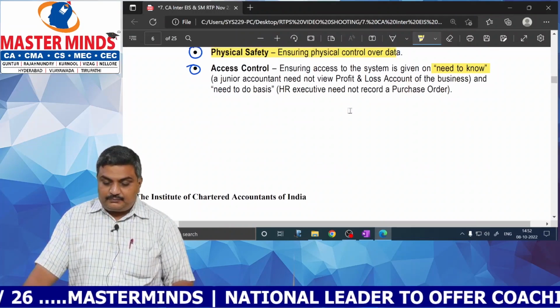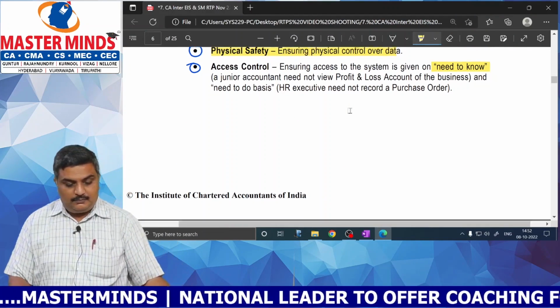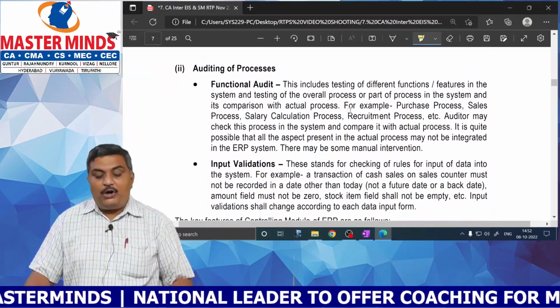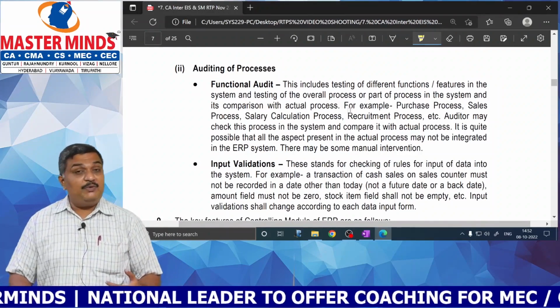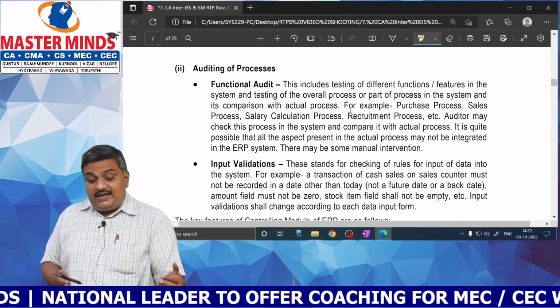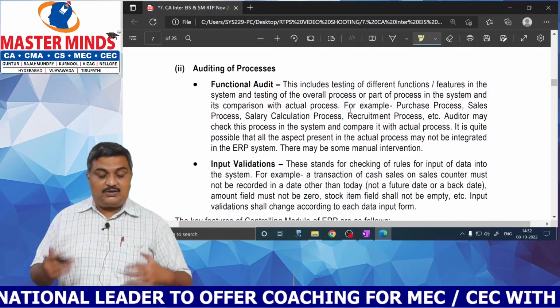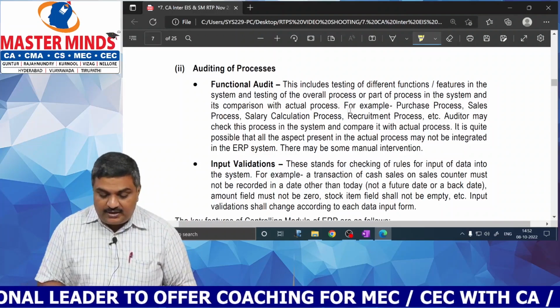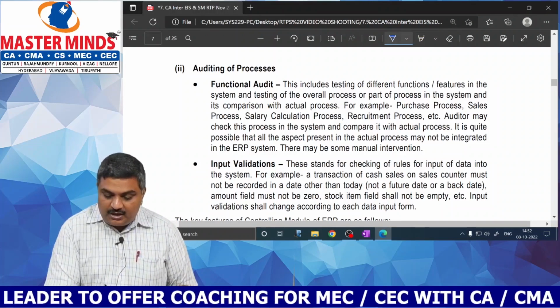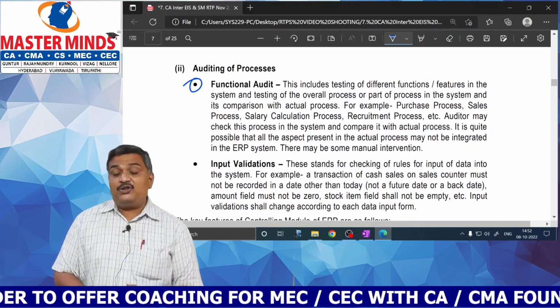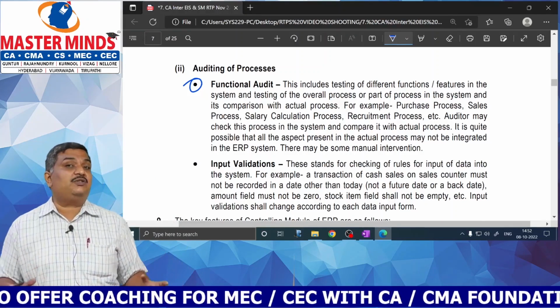Now, the next one, auditing of process. Now, Mr. Karan, in addition to auditing the data, has to audit the processes also. What does he have to pay attention to? The first one is functional audit. That means Mr. Karan has to audit different functions of the organization.